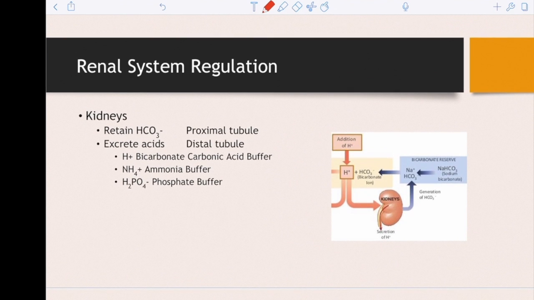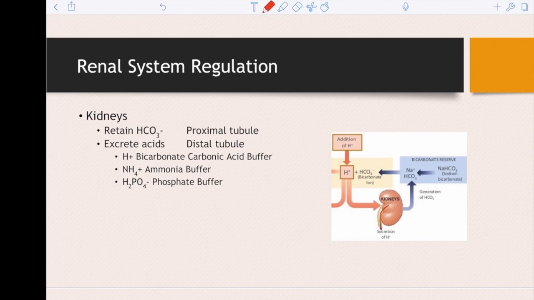How does the renal system regulate? Again, we've briefly talked about this. The kidneys can choose to retain bases or they can choose to excrete more acid. If they're going to retain bicarbonate, if you need more basic conditions, that's going to happen from the proximal tubule of the kidneys. If you need to excrete more acids, that's going to happen via the distal tubule.